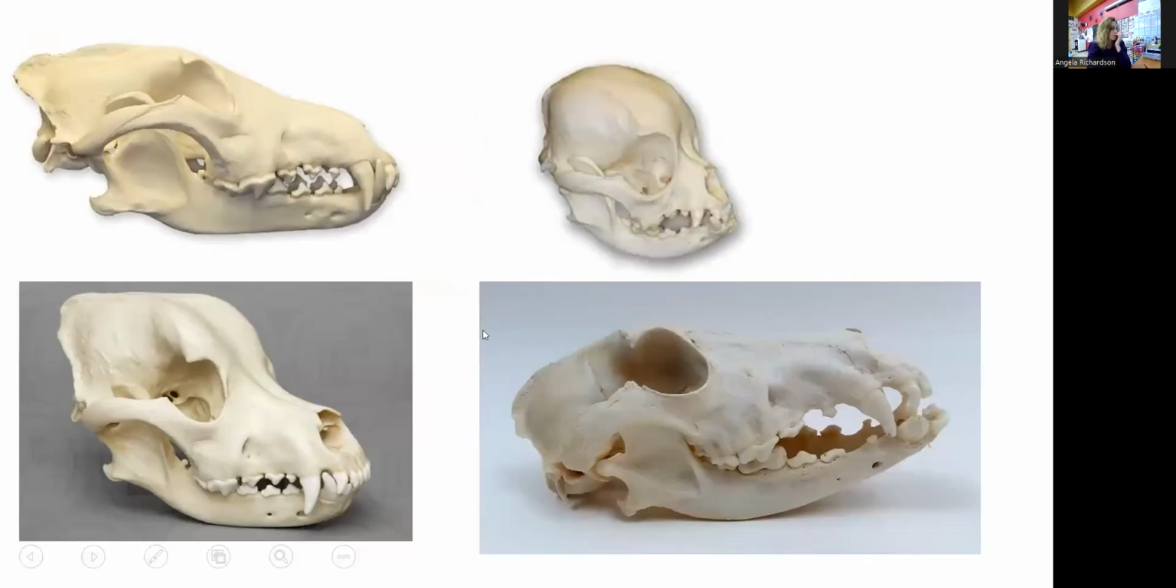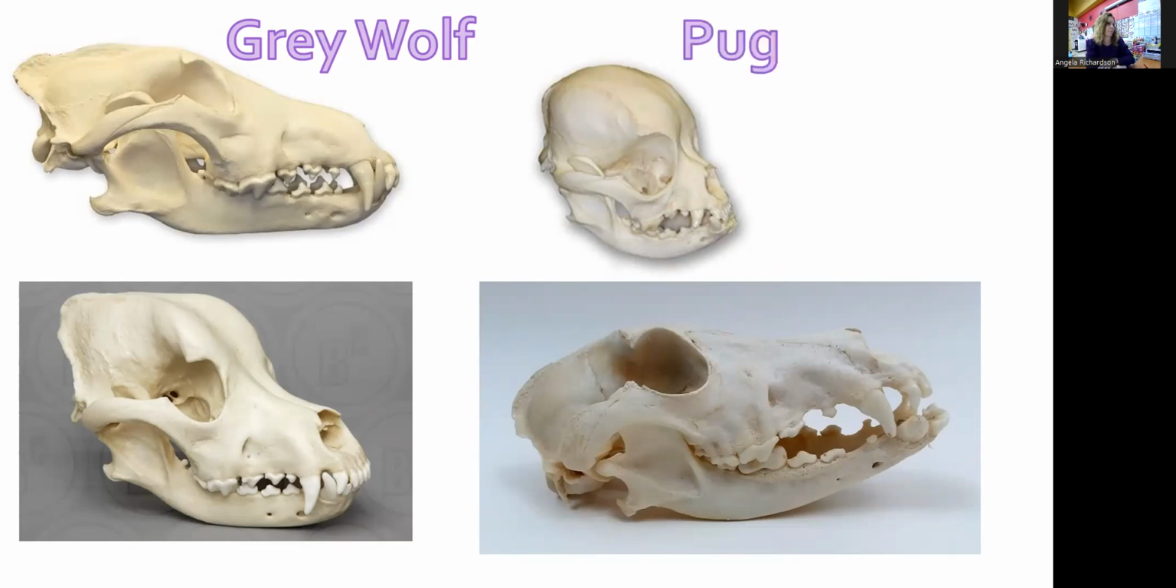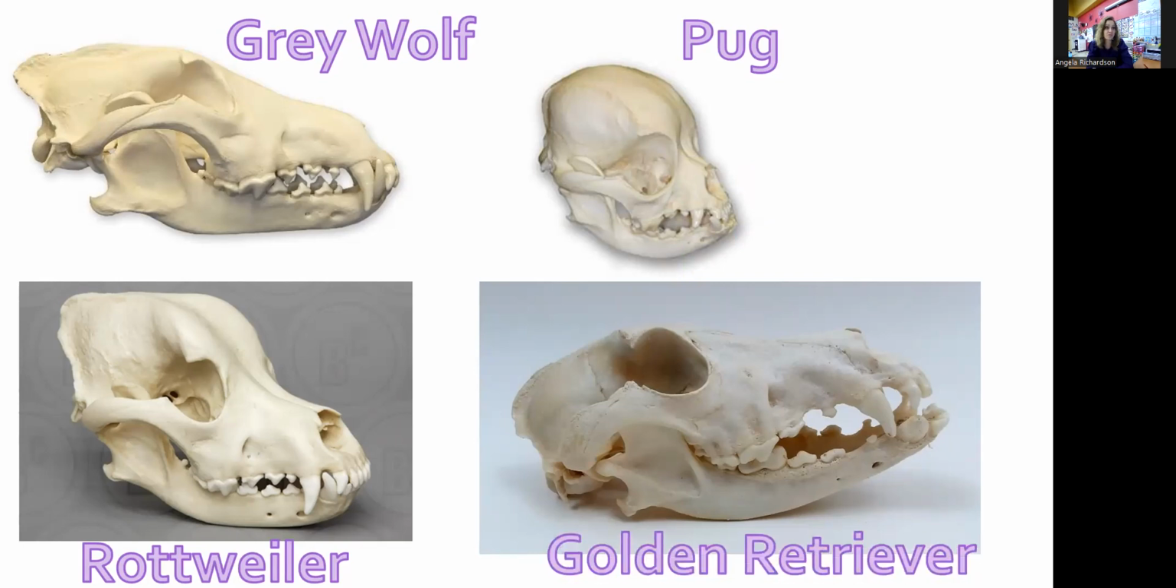All right. So right here, this is a gray wolf skull. This is the ancestral dog. I want you guys to make a prediction. What kind of skulls do you think these dogs belong to? I'll tell you in just a minute. This one's a pug. You can see it's got the squished in face, itty bitty little round skull. It kind of looks like an alien skull, doesn't it? Then we have this one right here is a Rottweiler. And then the last one is a golden retriever.